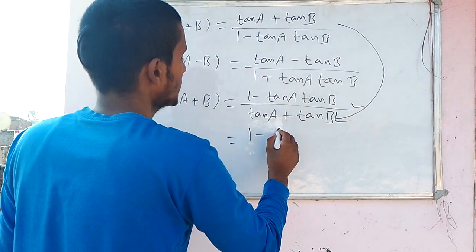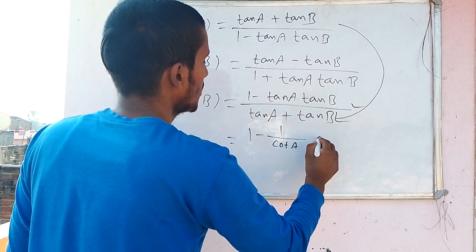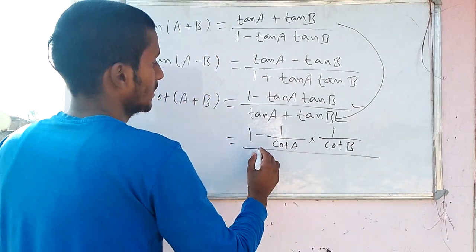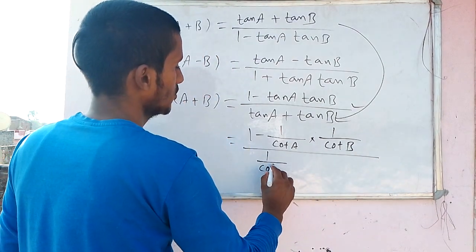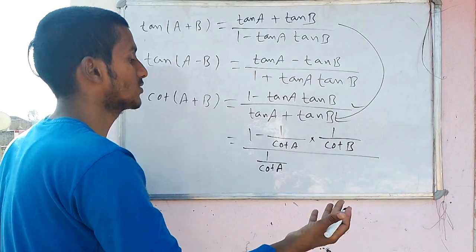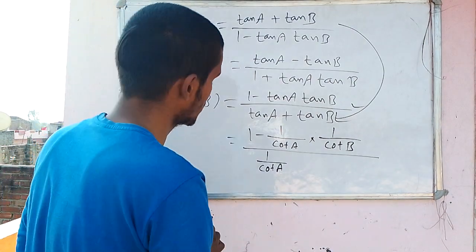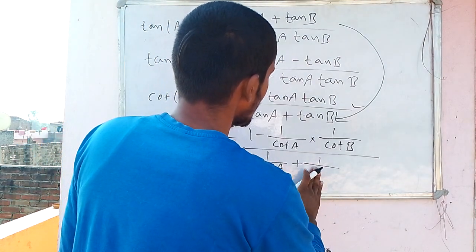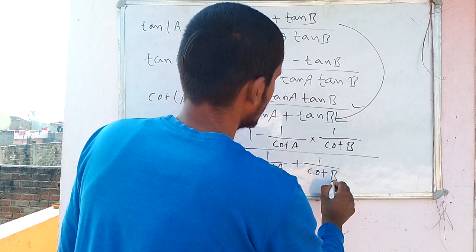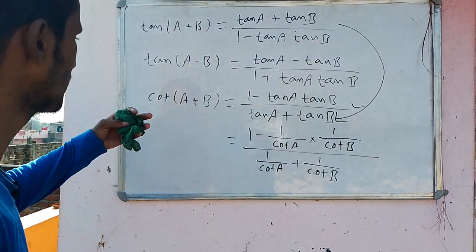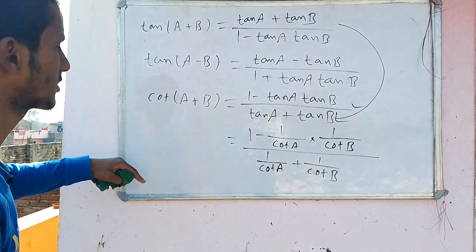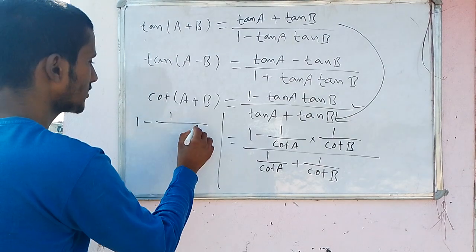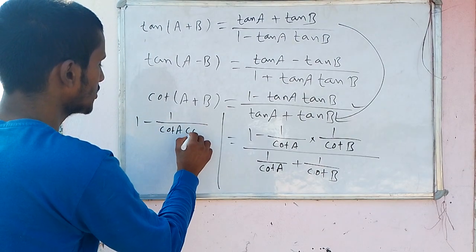So this will be 1 minus 1 over cotangent A times 1 over cotangent B, all divided by this. Tangent A will be 1 over cotangent A, because tangent is just the reciprocal of cotangent, and cotangent is the reciprocal of tangent. So 1 over cotangent B. And now you can figure out what cotangent A plus B is. So we'll do it here now. This will be 1 minus 1 over cotangent A, cotangent B.